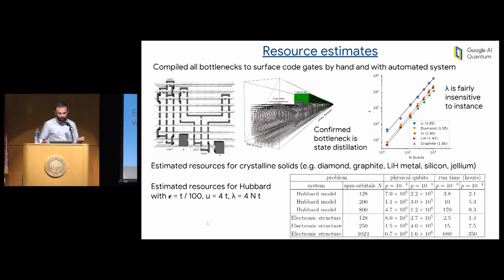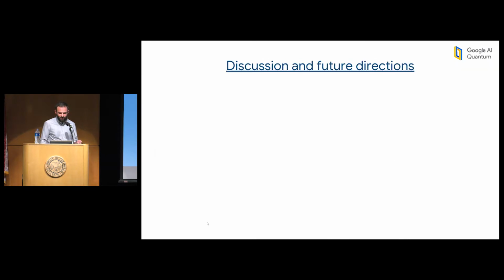And in fact, it scales pretty nicely too. We could go up to electronic structure instances of 1,000 orbitals, and at 10 to the minus 4 error rates, we'd need just a little over 1 million physical qubits. So yeah, we're kind of excited about this.